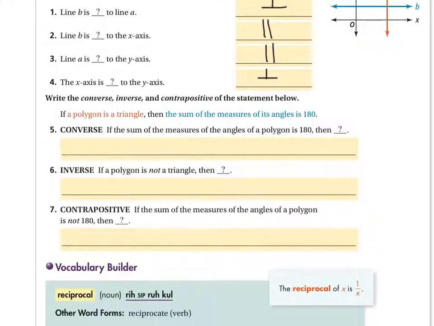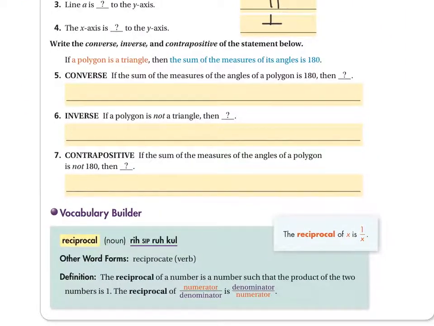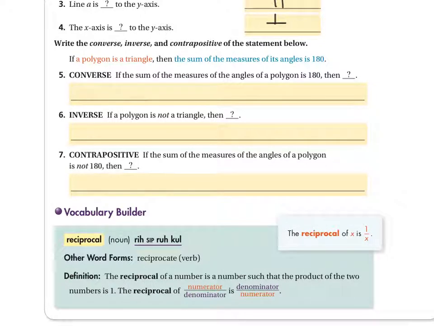Little review of our logic. Write the converse, inverse, and contrapositive of the statement below. If a polygon is a triangle, then the sum of the measures of its angles is 180. So the converse, switch them around. If the sum of the measures of the angles of a polygon is 180, then the polygon is a triangle.